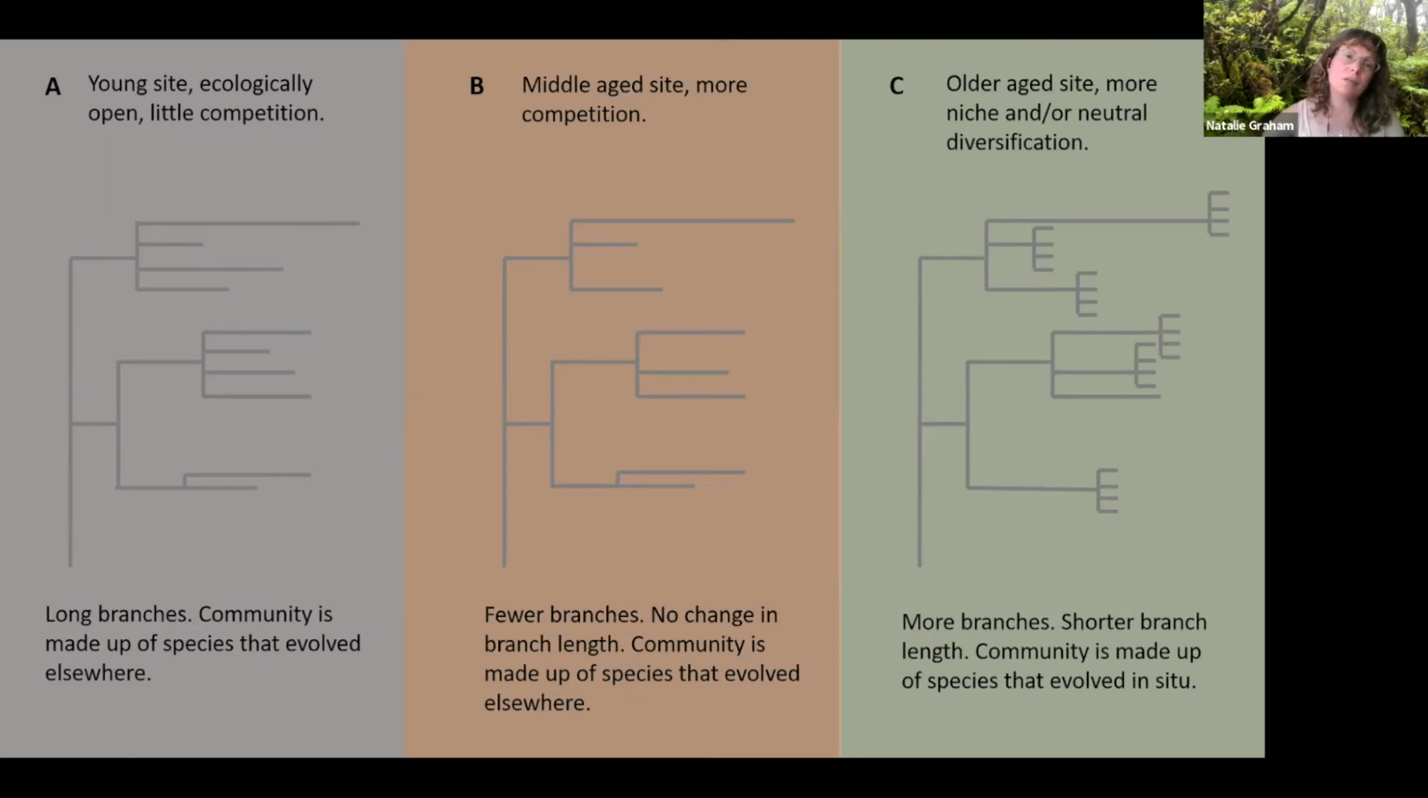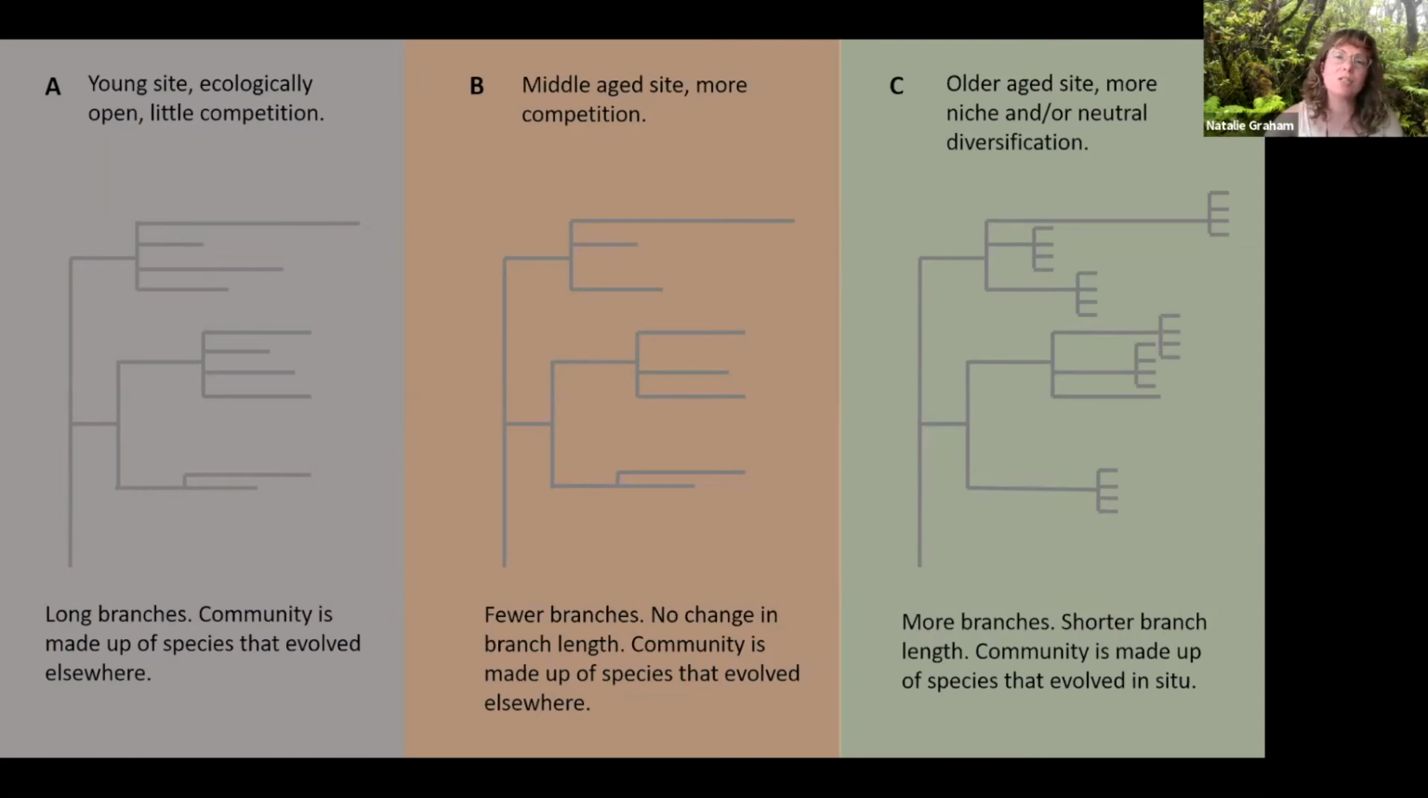As you get to these next youngest communities, we would imagine that competition, and it's been demonstrated that competition, becomes more important and more common. And in that case, species are going to start being pushed out of the community. So we would then expect there to be not really a change in the branch length. The relatedness hasn't really changed, and the community is still made up of species that evolved elsewhere, but we've lost some branches. Finally, at the older age communities, there's been more time for evolution to take place.